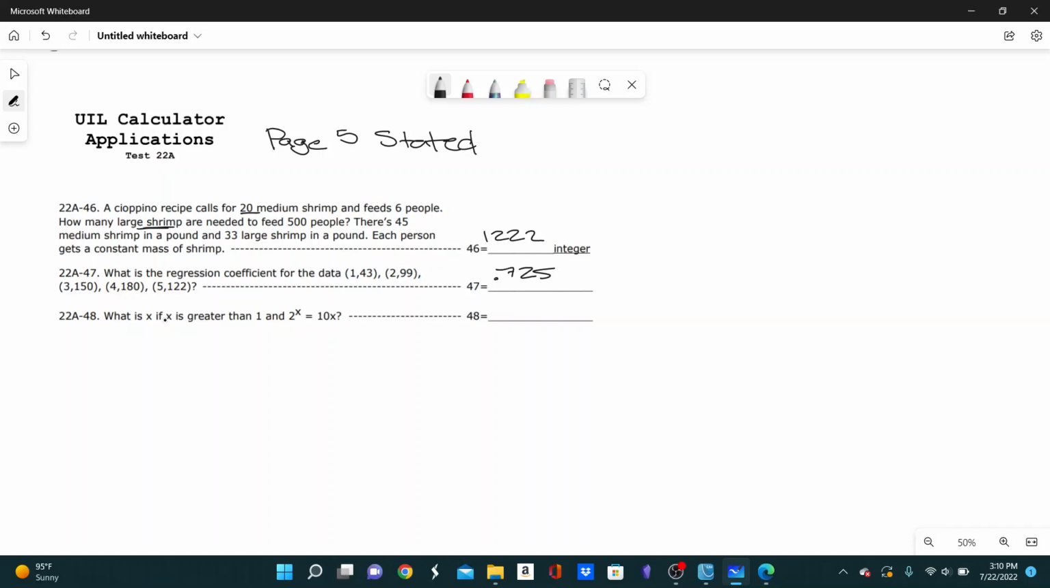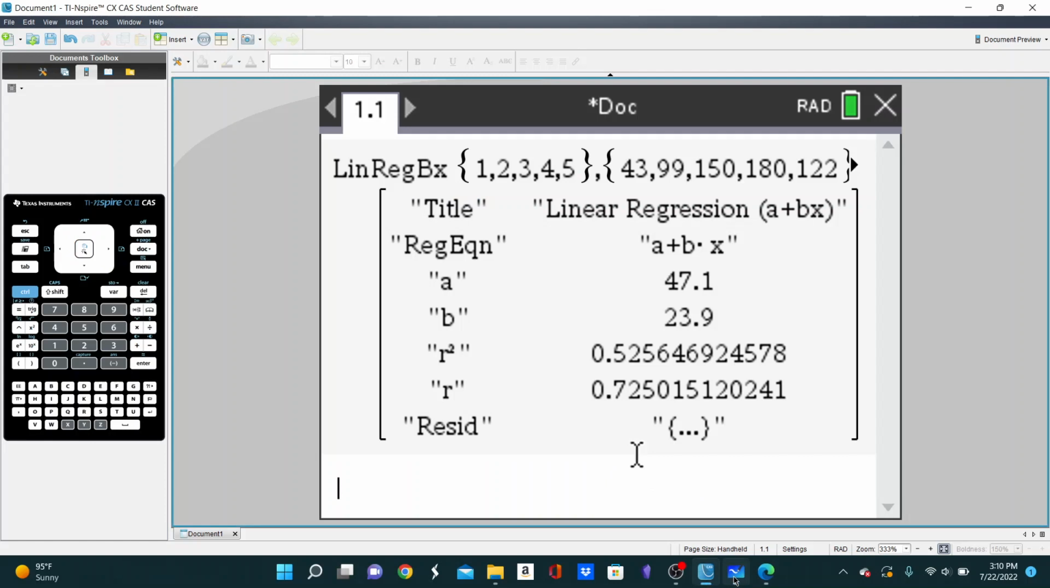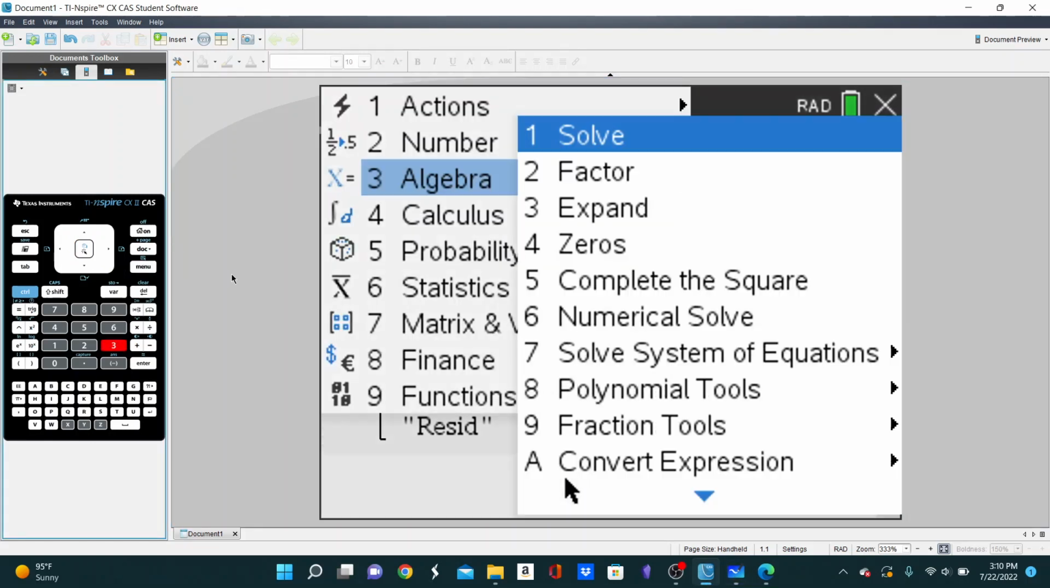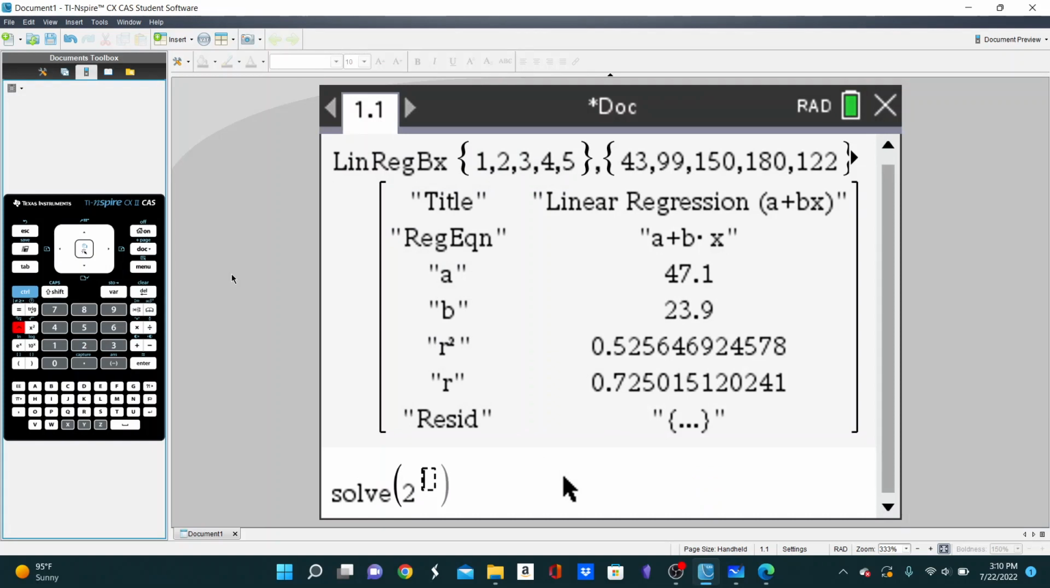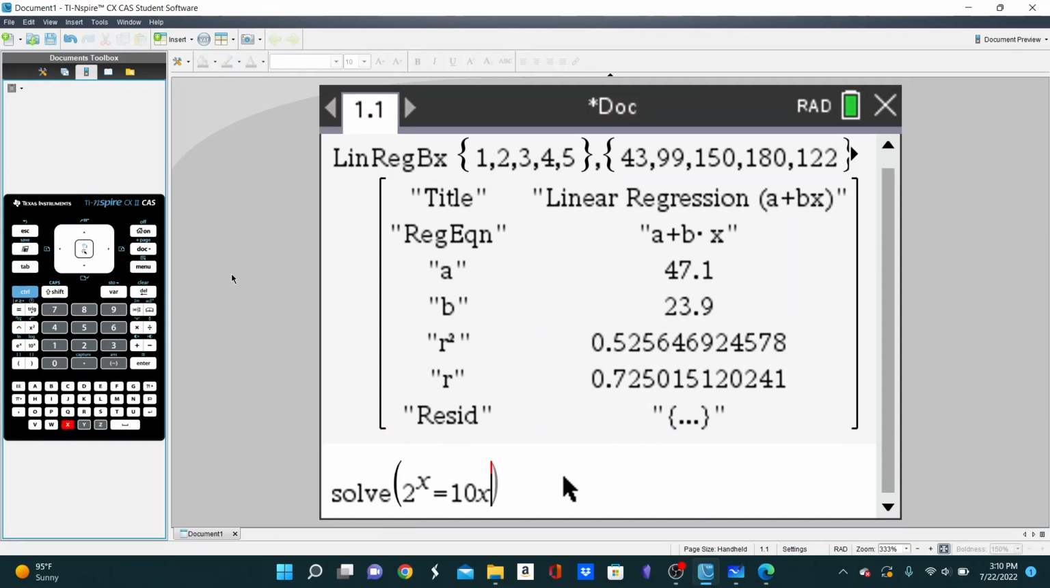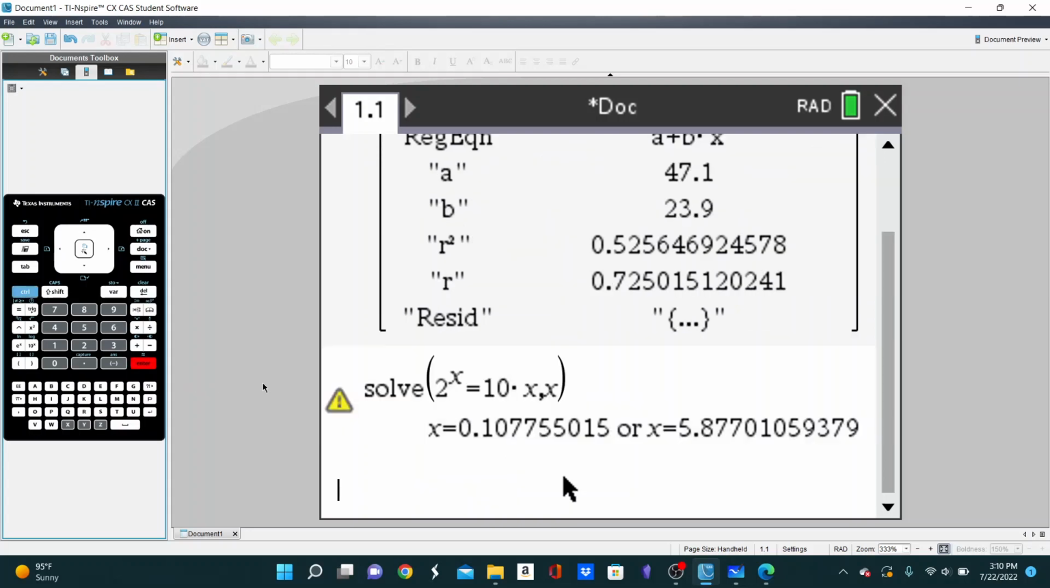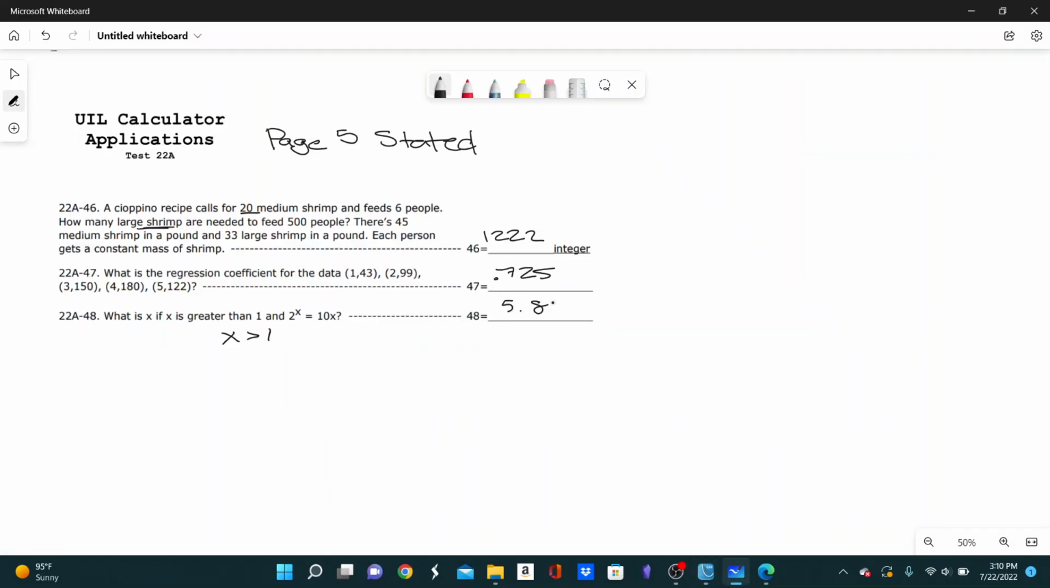And then finally, for number 48, this is just a straight solver question. What is x if x is greater than 1 and 2 to the x equals 10x? So, once again, just go to your menu 3, 1. So 2 to the x equals 10x, comma x. Then I can do Control Enter. And we get 2 solutions, but it said x has to be greater than 1. So looks like our answer for this one is going to be 5.88. By the way, this number 48, this is always a solver problem.